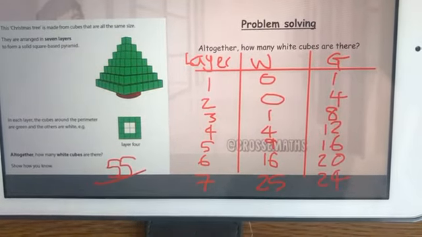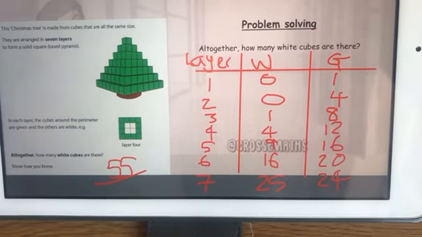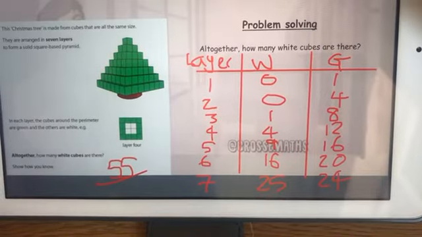If you got that right, that's amazing. Again, these problem solving questions are meant to trick you, okay? So if you didn't get it right, but you think your working was really good, still give yourself some marks.